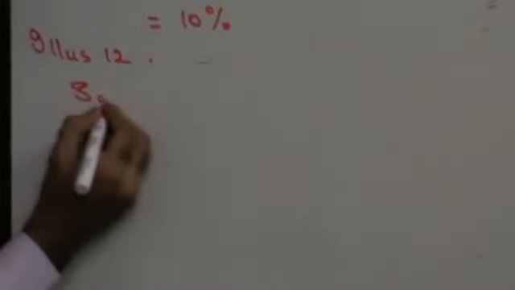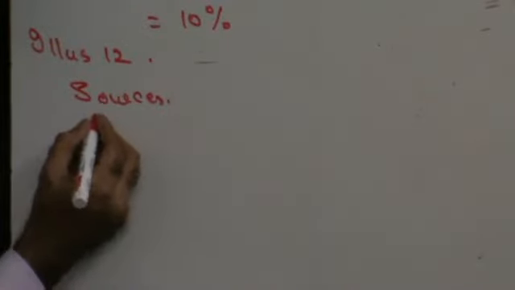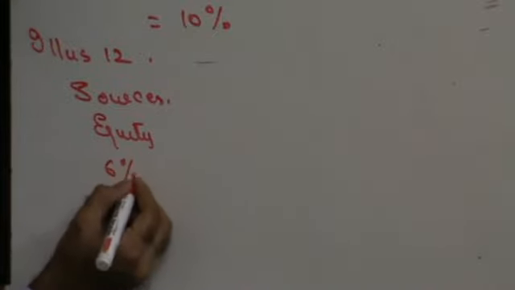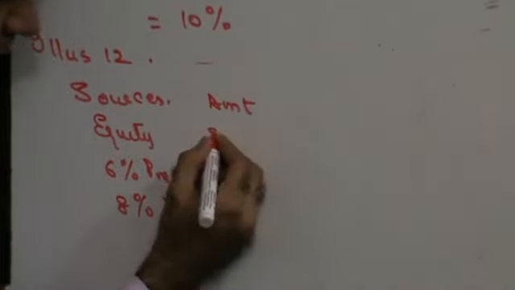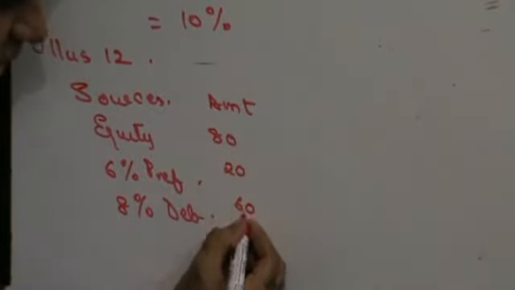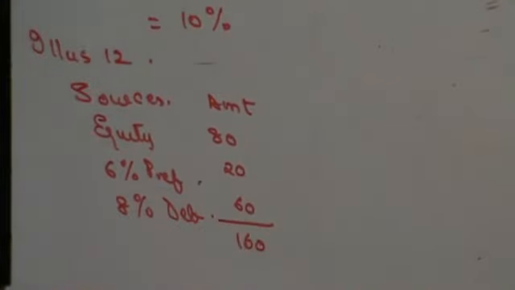Illustration 12. Sources. You have sources given to you as equity share capital, 6% preference share capital, and 8% debentures. These are the sources given to you. In terms of amount, they've given you 80 lakhs, 20 lakhs and 60 lakhs. So your total is going to be 160 lakhs.